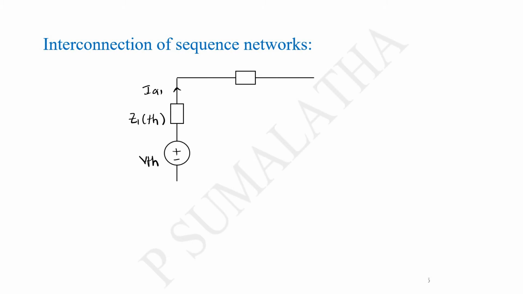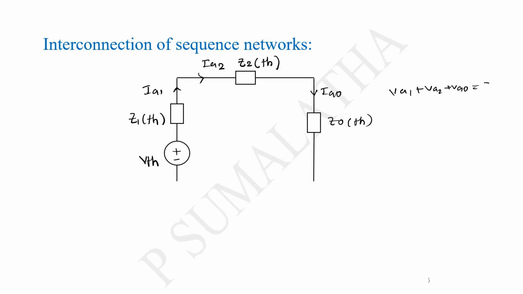So it is a series connection. So I can connect it directly in the series fashion. It is Z2 Thevenin and IA1 is equal to IA2, and the negative sequence impedance will be connected, and this is the Z0 Thevenin value which is equal to IA0, and from the relation the sum of the voltages VA1 plus VA2 plus VA0 is equal to 3 times ZF into IA0.